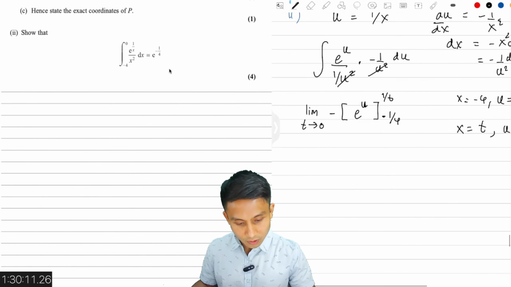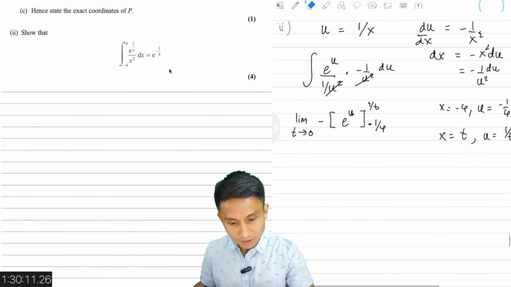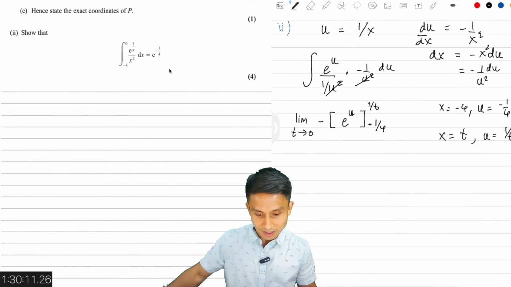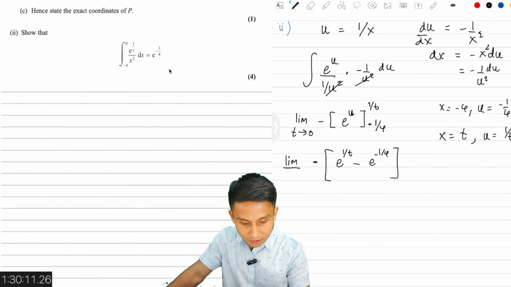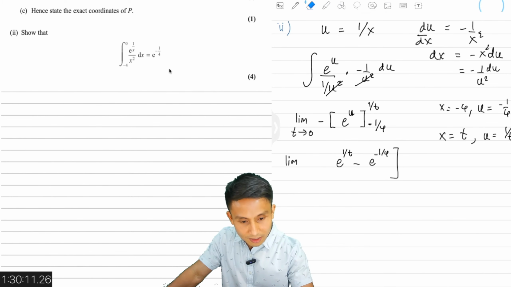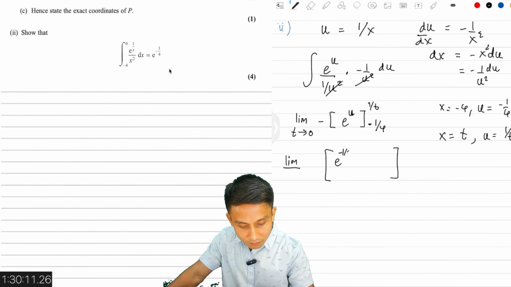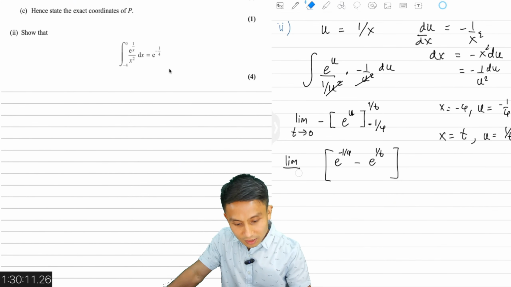So what we're going to do is just substitute everything in. So I have minus, e to the 1 over t, and then minus e to the -1 over 4, like that. And this is the limit of, well, let me just swap the sign there. So I instead have, swapping the terms, e to the -1 over 4 minus e to the 1 over t, and the limit of t approaching 0.